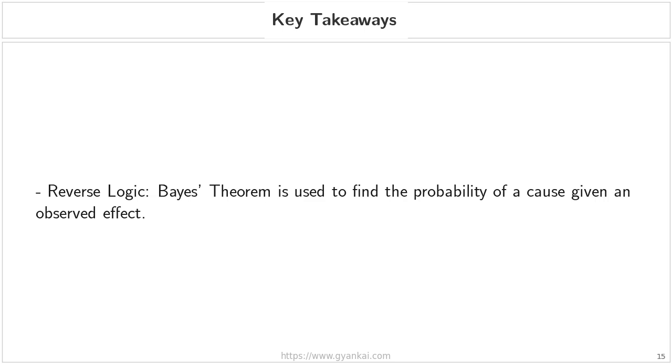Key takeaways. All right, we have reached the end of our lesson. Let's take a moment to consolidate everything we have learned today through our various examples. First, let's revisit the concept of reverse logic. Throughout our session, whether we were looking at medical tests, factory defects, or eyewitness testimony, we weren't just calculating forward probabilities. Instead, we used Bayes' theorem to work backward. We started with an observed effect, like a positive test result or a defective bolt, and used it to find the probability of the underlying cause.